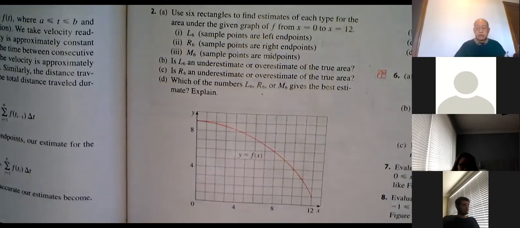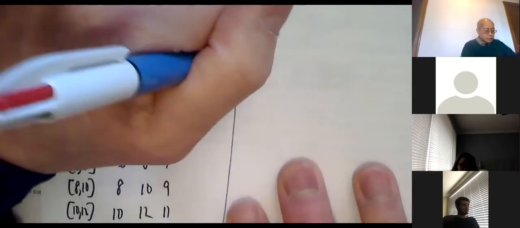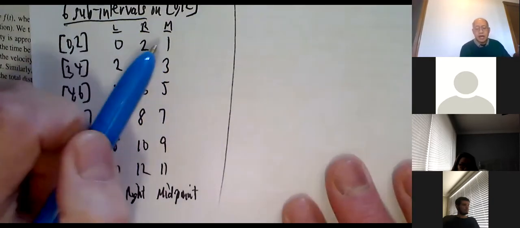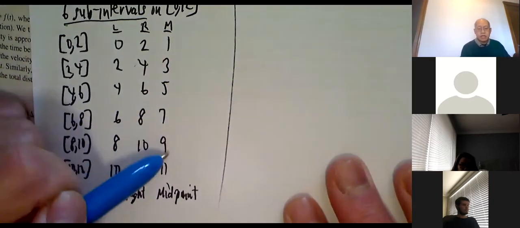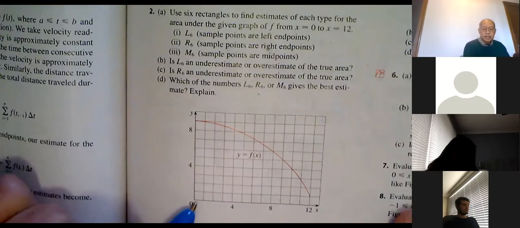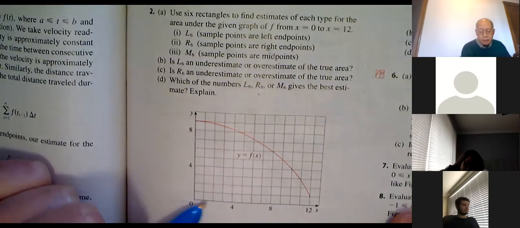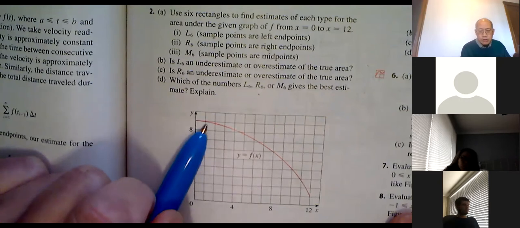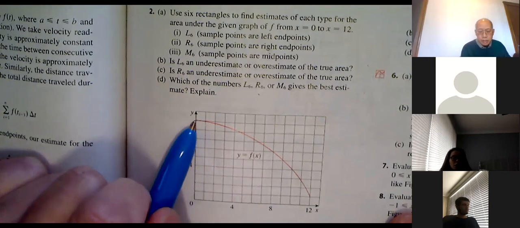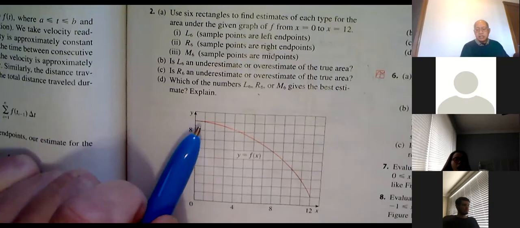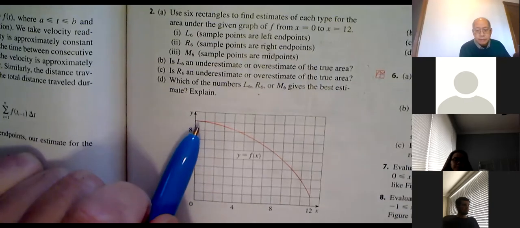All right, and can you guess what I do for the midpoints? I'll take the function values, the heights, at 1, 3, 5, 7, 9, 11. So I need the function value at 1. So here's the first rectangle. I'm supposed to go from 0 to 2. I would go straight up, touch the curve, and go like that, and use that rectangle. So it's pretty good, right?